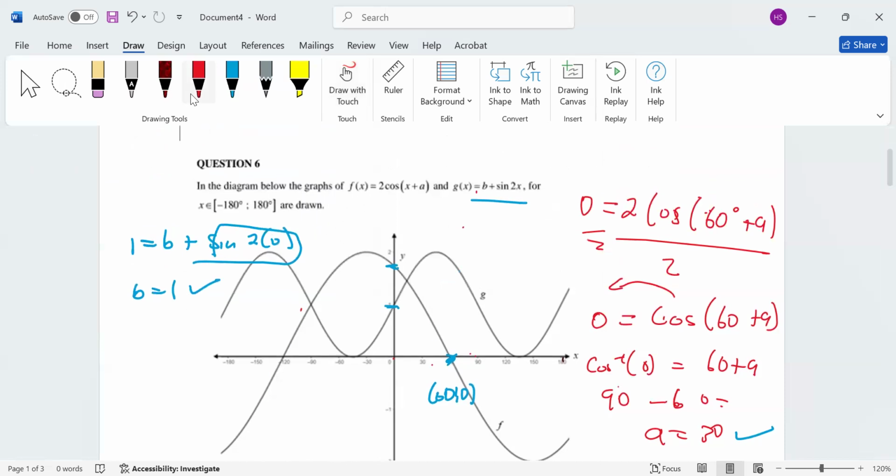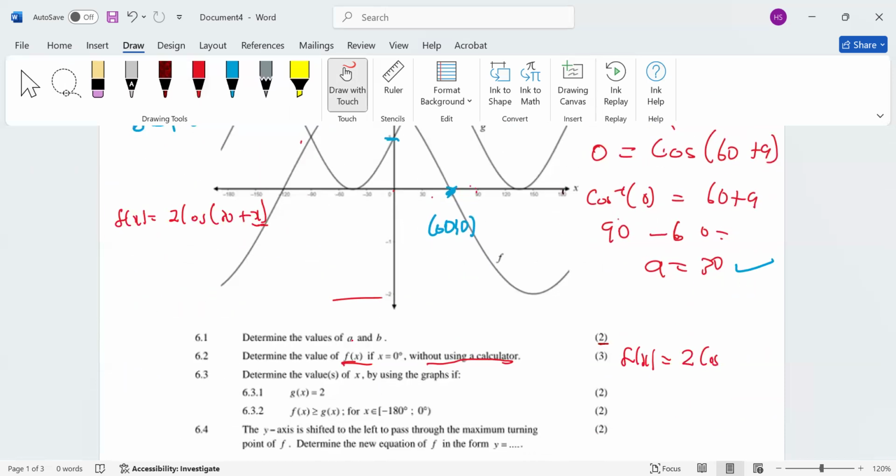So we have 2 cos 30 plus x, and we know what this is, it's 0. So we have 2 times the cos of 30 basically. Cos 30 is root 3 over 2. So we have 2 multiplied by root 3 all over 2, and we have root 3 as an answer.